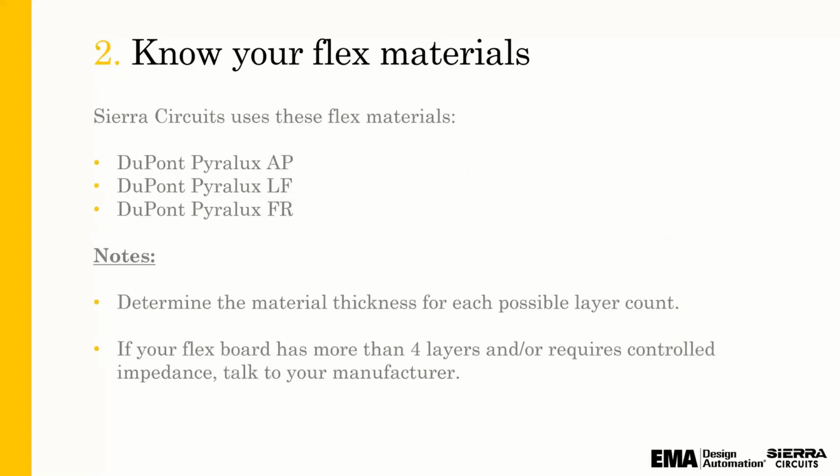And so all flex materials fall into these categories. We primarily use DuPont flex material, and I think most manufacturers in the United States use DuPont. So the AP refers to core, and LF refers to bond plies and such.